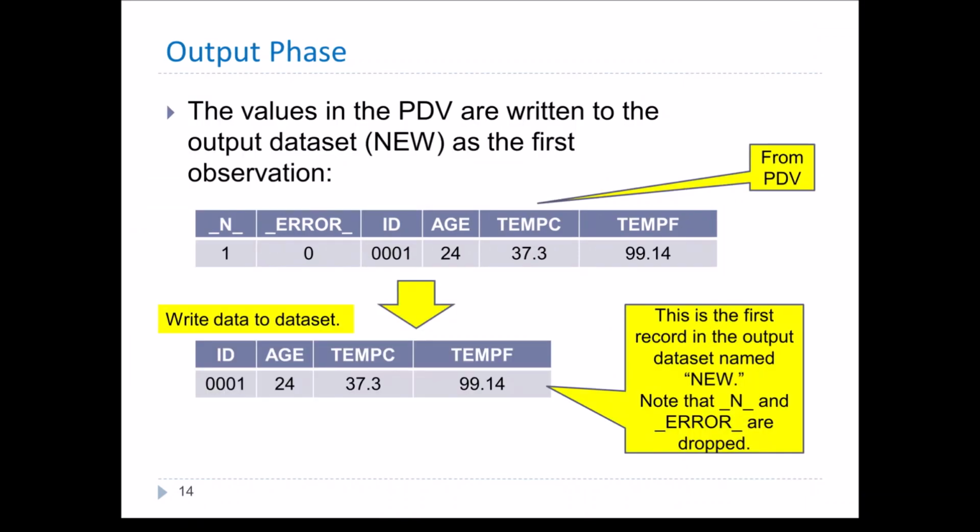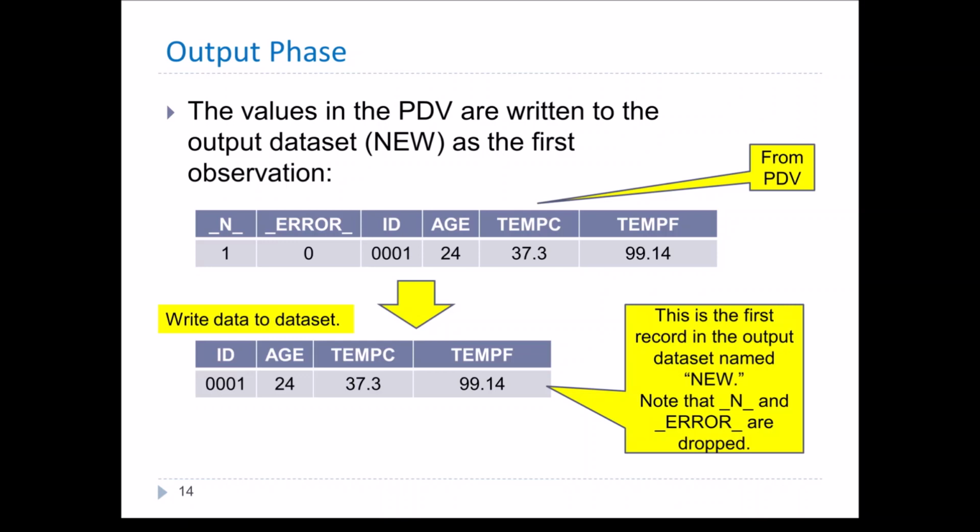All right, now the output phase. So the values in the PDV are written to the output data set, which we call new, as the first observation. So once it fills out the PDV, the program data vector, it's going to say, okay, I've finished with everything I know how to do with this data, so I'm going to output it to the data set. And it outputs the information.